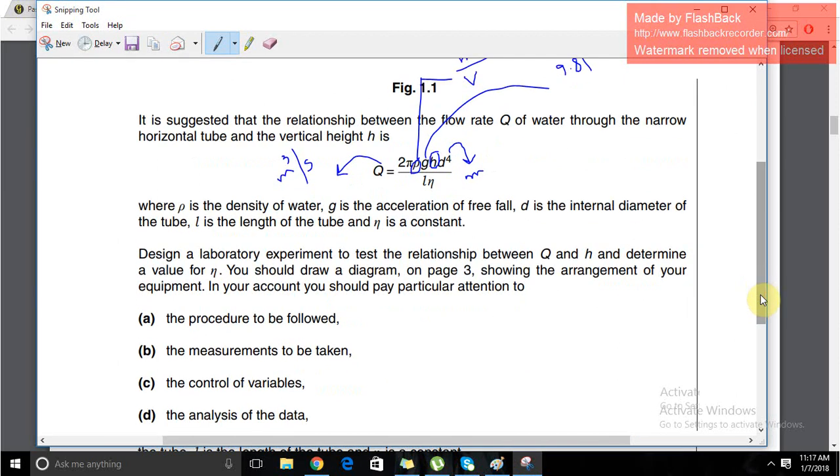So what we want to do is to actually test the relationship between these two quantities and determine a value for this constant. So in the beginning, what do you need to do? You need to identify what the independent and the dependent variables are. And what do you do with the independent variable? That is basically the one you're actively changing in order to observe a change in the dependent one. So what is it that you can change?